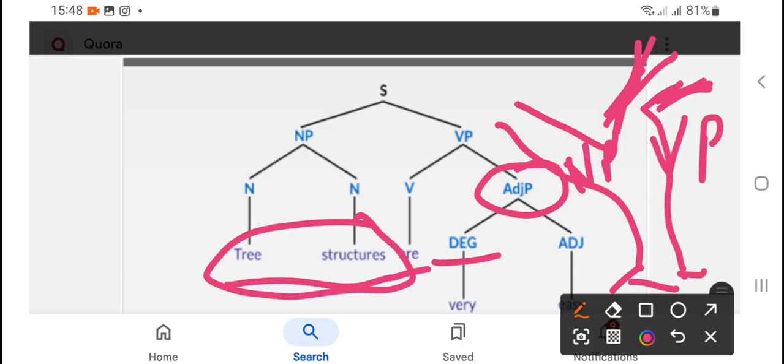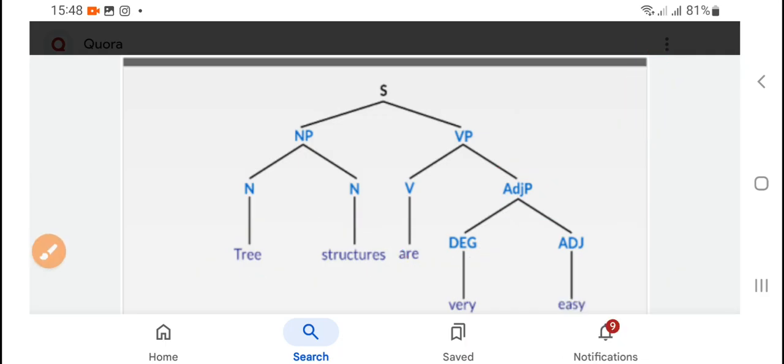Which shows the intensity of the sentence, right, action. So that's very. And then adjective, what is adjective? Adjective is that easy, very easy. So that shows the intensity, very. So this way this sentence is analyzed.